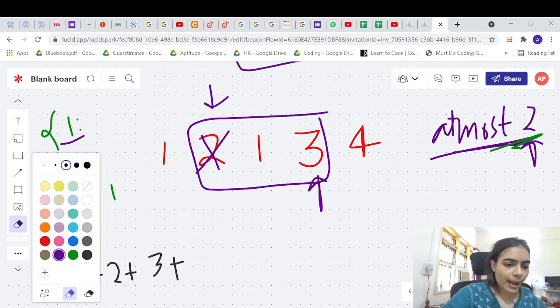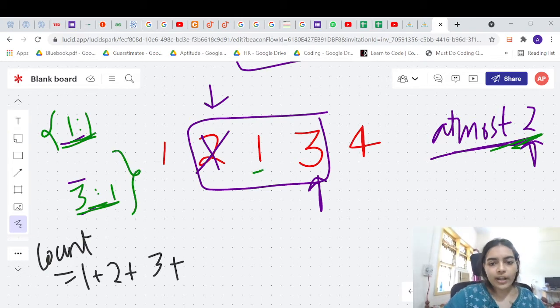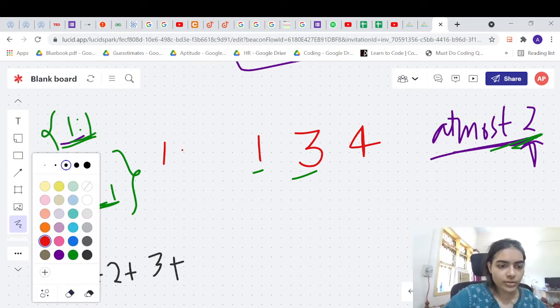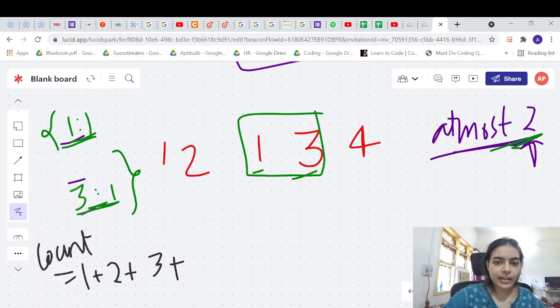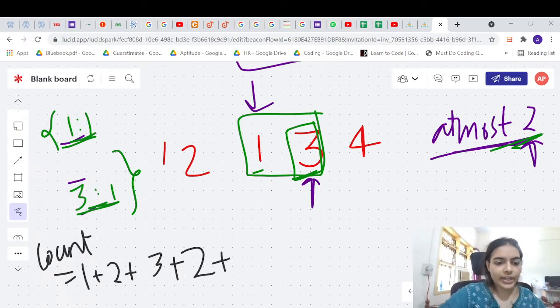So now what is your map? This is your map, 1 with a count of 1, 3 with a count of 1. So there are only 2 numbers in your map, right? So this is accepted. Let me mark that subarray. We have this subarray, this is accepted, right? We have these two subarrays. Where are our start and end pointers? These are our start and end pointers. So we have an acceptable range, so we can add 2.